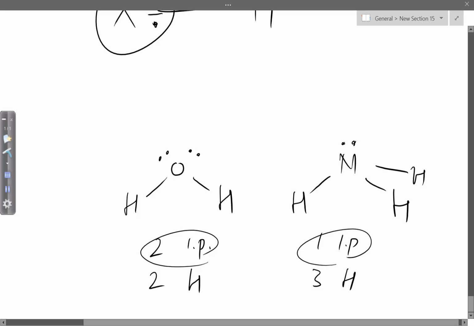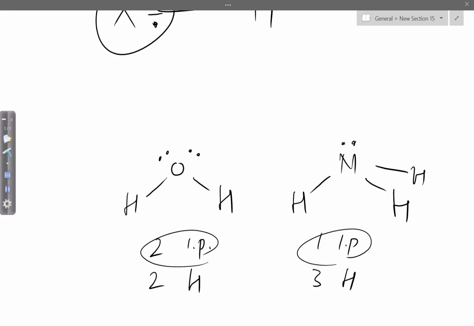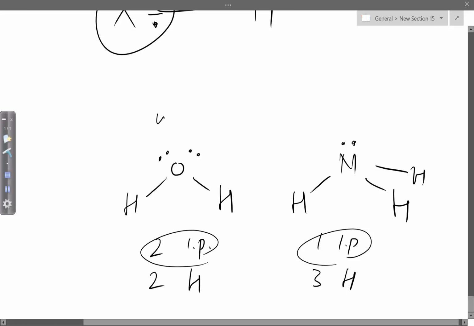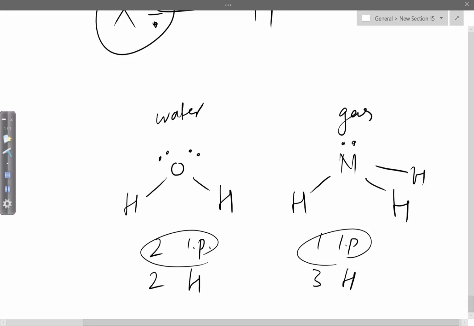Since this is more extensive, that means you require more energy to break. That's why at room temperature this is water, liquid, while this ammonia is a gas, right? Unless you dissolve it. So example 9. Let me try example 9.